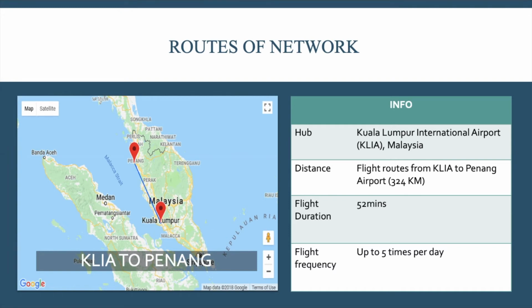So, our route will be KLIA to Penang. Our main hub is in the Kuala Lumpur Airport.